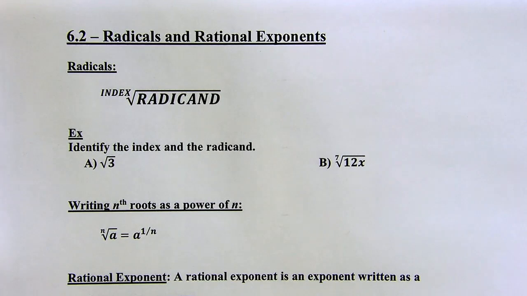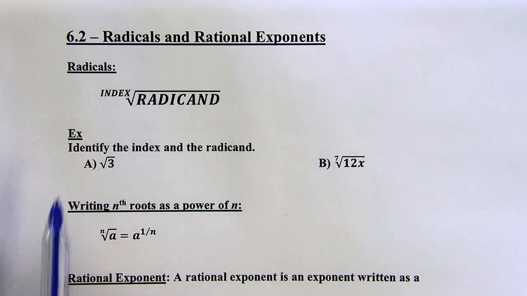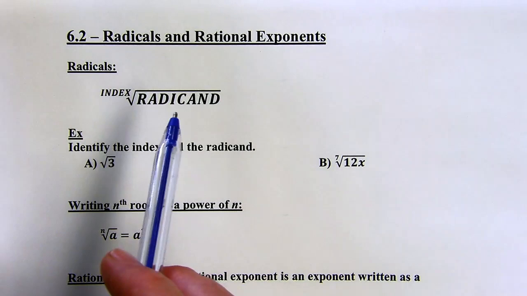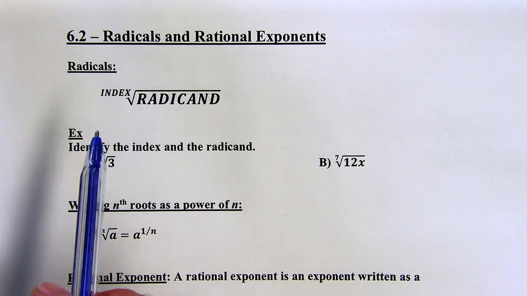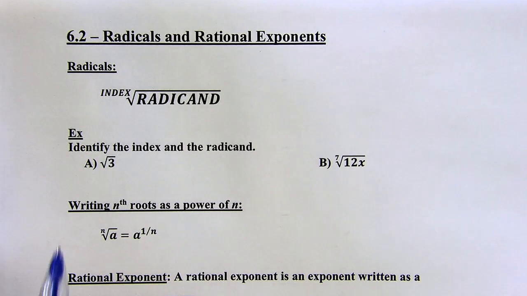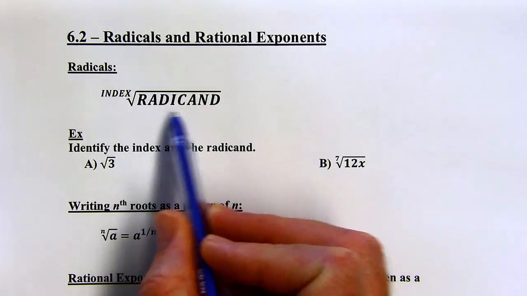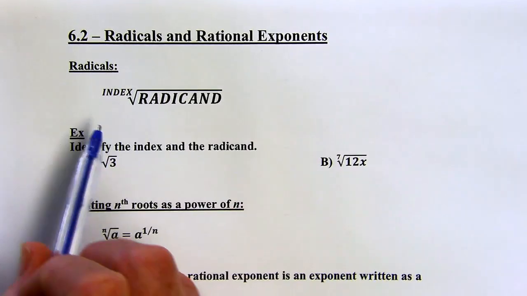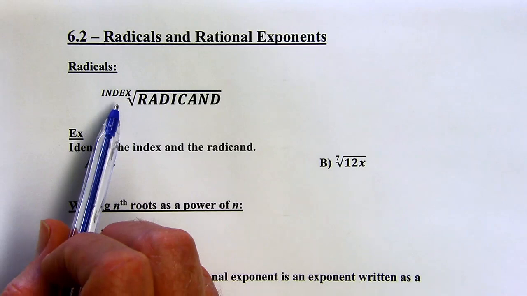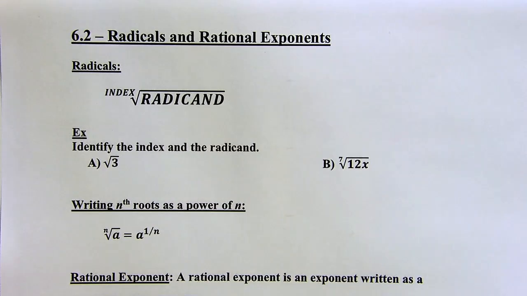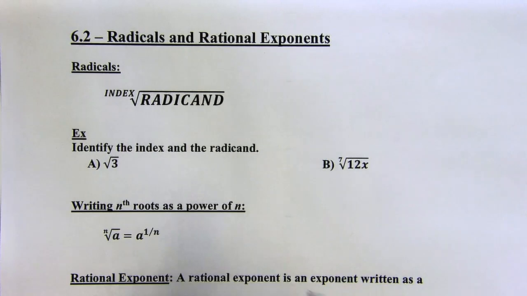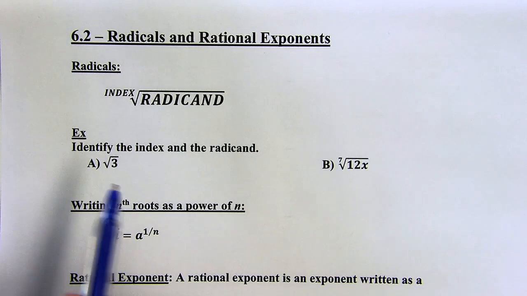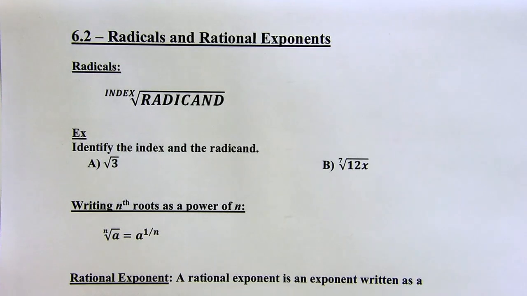6.2, radicals and rational exponents. Okay, when we're talking about a radical, it's going to be a square root or maybe a cube root or fourth root or fifth root. The radicand is the part under the radical, and there's a little number in the corner called the index that indicates if it's a square root or a cube root or a fourth root, or any type of root. All right, so let's identify the index and the radicand.